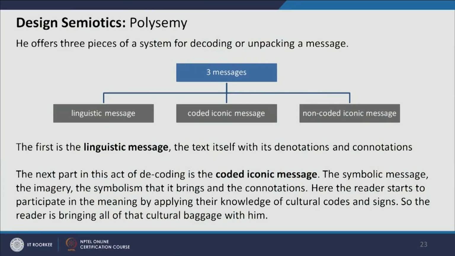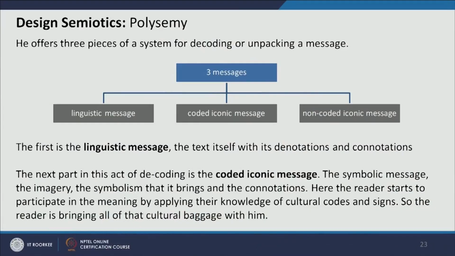So we go deeper into polysemy. We try to understand how polysemy works. He says in polysemy there will be three layers of message. One will be the linguistic message. If something is written, the verbal text will be one layer of message.